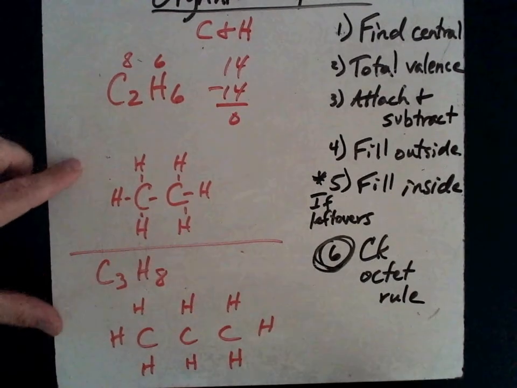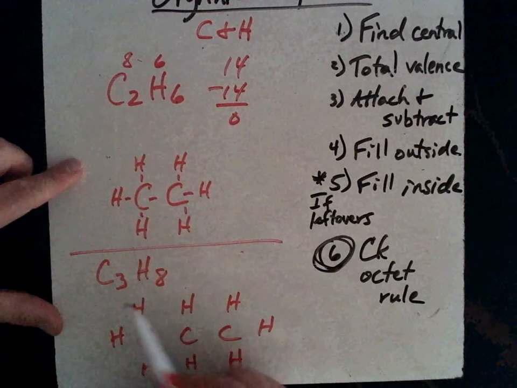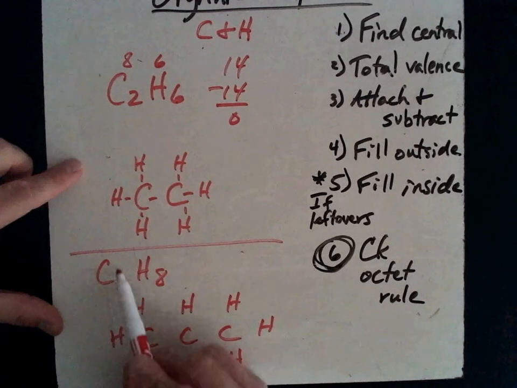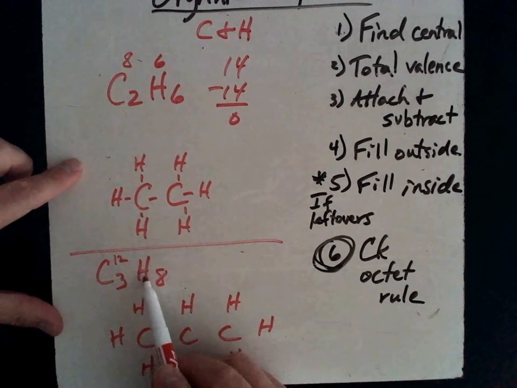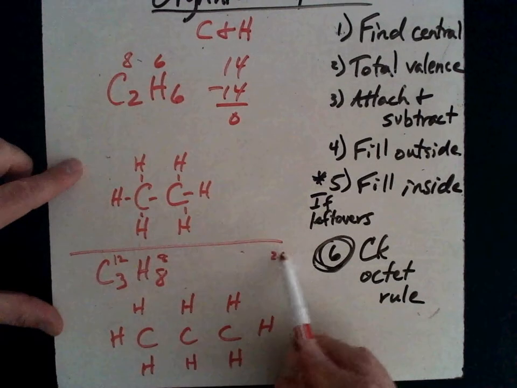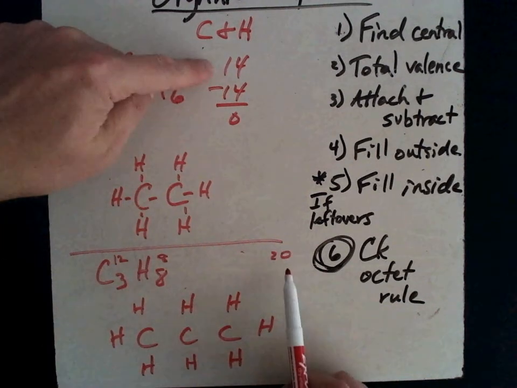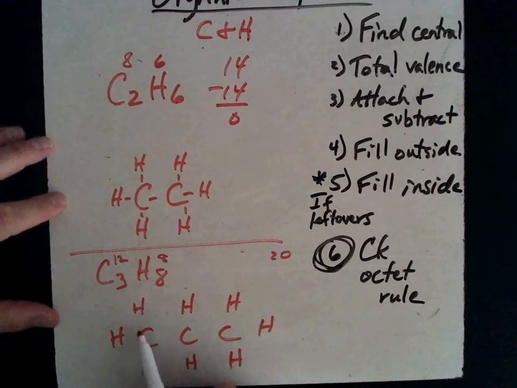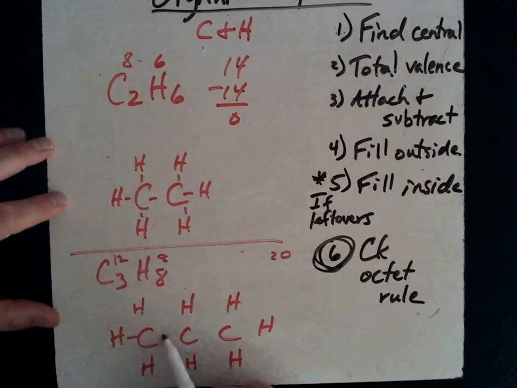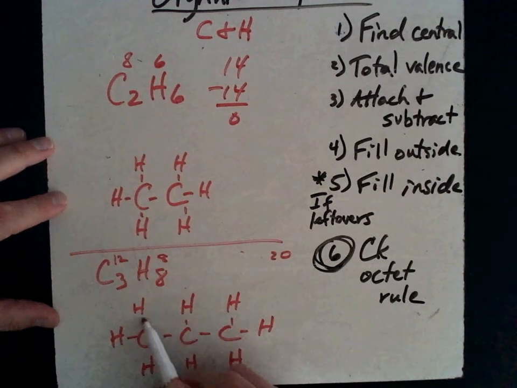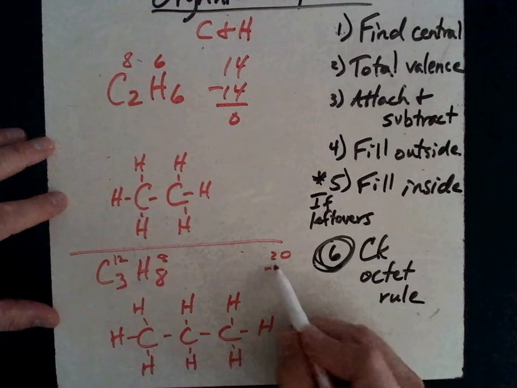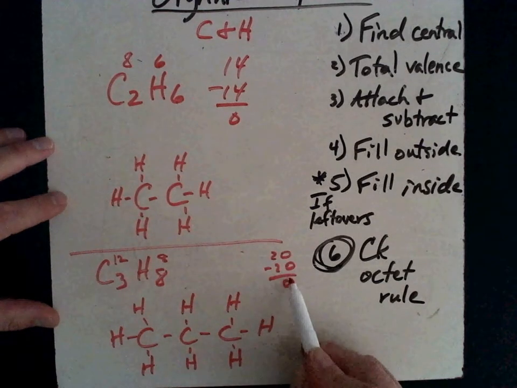Great. We're going to do number 2, total valence. Each carbon has 4 valence. 4 times 3 is 12. Hydrogen has 1, so there's 8 of them. Grand total's 20. Notice the numbers are different. You've got to do the math every time. So we're going to attach 2, 4, 6, 8, 10, 12, 14, 16, 18, 20. Minus 20 is 0. You should run out sometime.